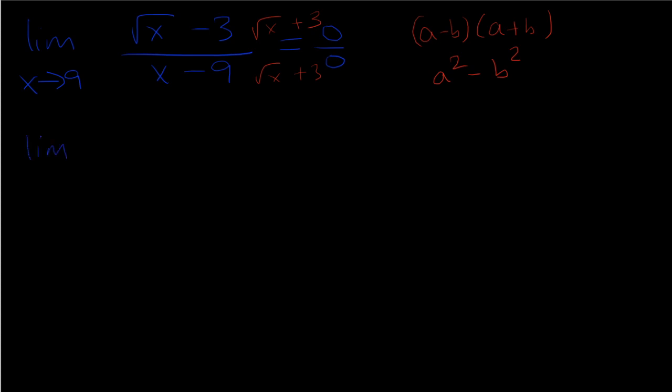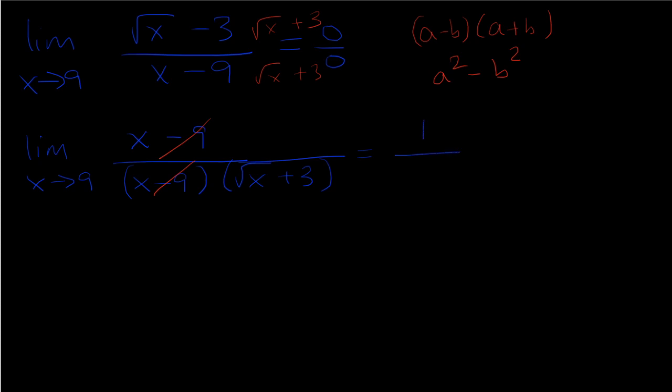So limit as x approaches 9. Square root of x times square root of x is x. Negative 3 times 3 is negative 9 over x minus 9. And we're going to leave this factored. We're not going to distribute, times square root of x plus 3. X minus 9s will cancel, and we have 1 over square root x plus 3. We plug in x equals 9 to get 1 over 6 as my final answer.